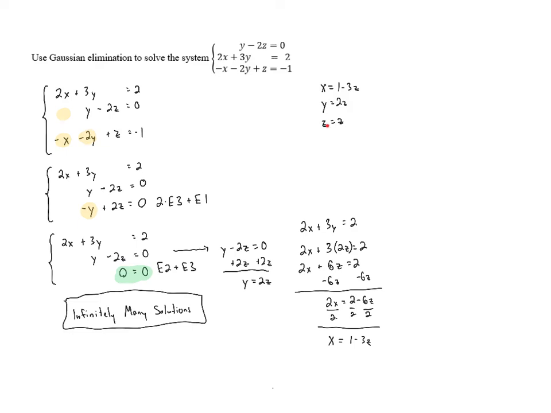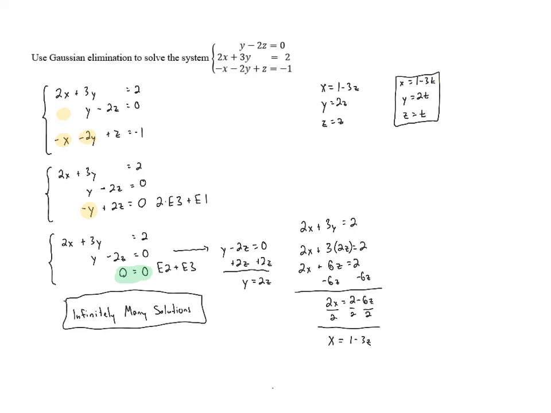So if we let z be any real number t, that tells us that z is equal to t, y is equal to 2 times t, and x is equal to 1 minus 3 times t. So this gives us a way to write what our solutions will look like in terms of a parameter t.